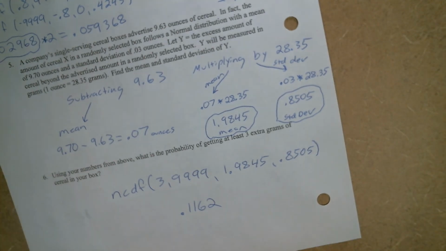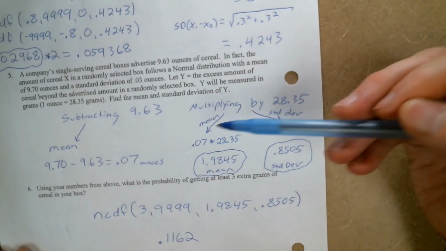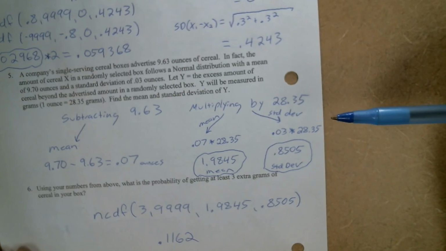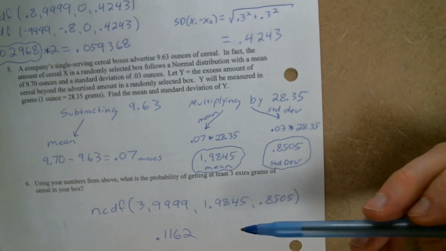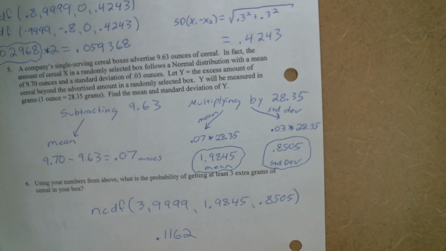So again, this one, we're not combining random variables, so we didn't have to do this stuff over here, but we did have to know our rules for constants and how they affect it, and then we're plugging it into normalCDF like we have been for all the others.